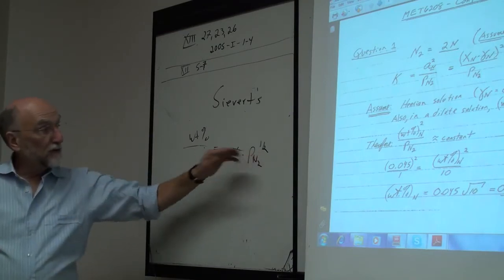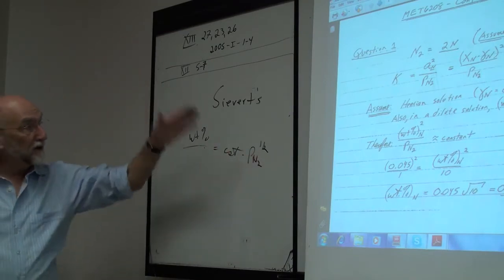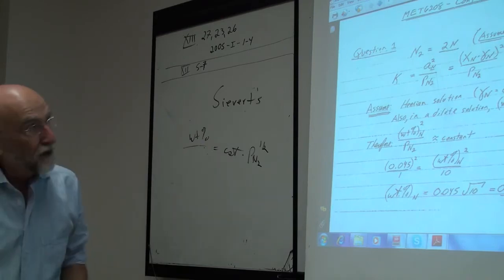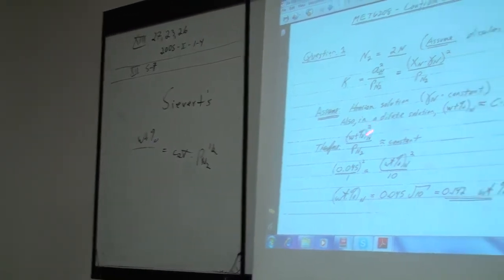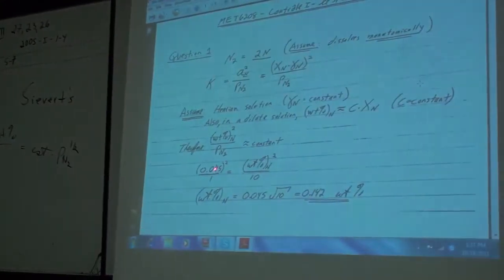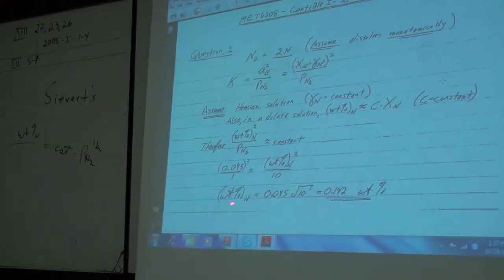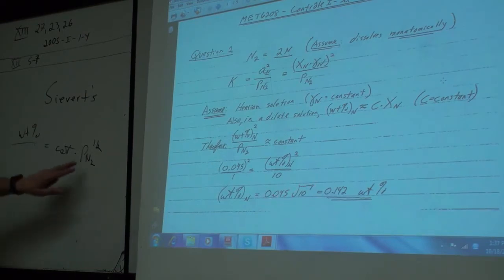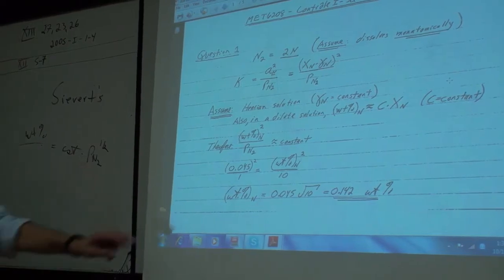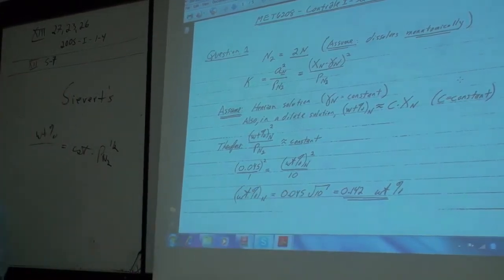So this is very important. This can make a huge difference in how you extrapolate. So you've got to extrapolate it this way, with weight percent squared. The weight percent at 1 atmosphere is 0.045, so you can calculate the weight percent at 10 atmospheres: 0.045 times root 10. If it dissolved as diatomic, then it would be 0.045 times 10, which would be quite a bit bigger.